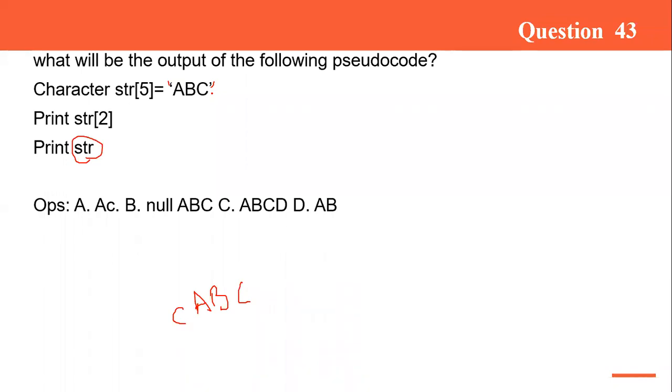Str of 3 will become an error, right? Because str of 3 is out of index, out of bound. We cannot print str of 3. The last index possible is 2: 0, 1, 2. So when I try to print the current one character, it will print the index 2 character, which is C. Then again, if I try to print the whole string, it will print ABC.